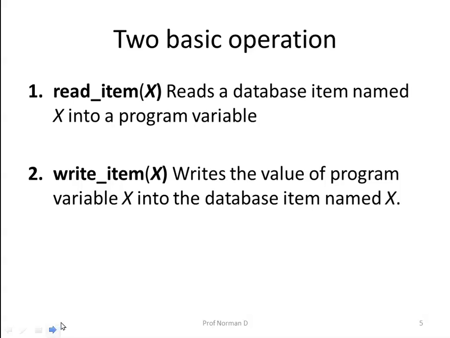So when we talk about a transaction, basically we either perform a read operation or we perform a write operation. Before proceeding with transactions, you need to know these two operations, that is, read item X and write item X. Coming to the first operation, read item X, what does it mean? It means that it reads a database item named X into a program variable. Write item X means that it writes the value of program variable X into the database item named X. So this is the description of read and write.